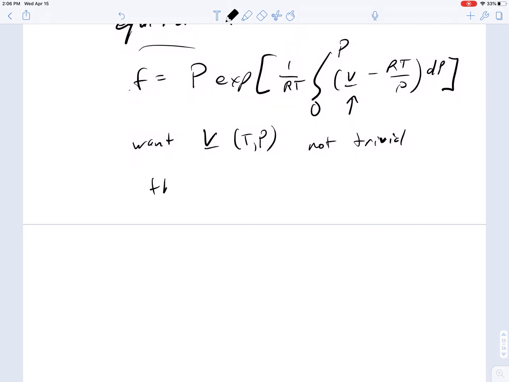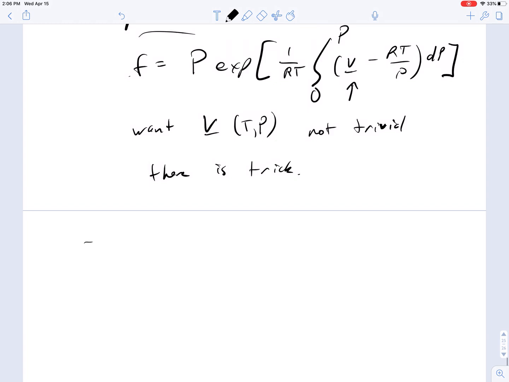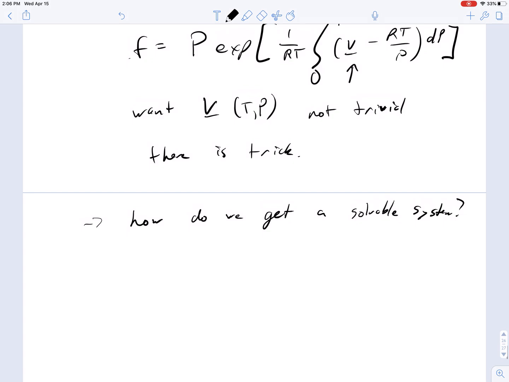But there is a trick, thanks to chain rule, that makes this more accessible. So question, how do we get a solvable system? Okay, well, consider that if you have a product of two things, dPV, and you're going to take the derivative of that, then you have V dP plus P dV by chain rule.